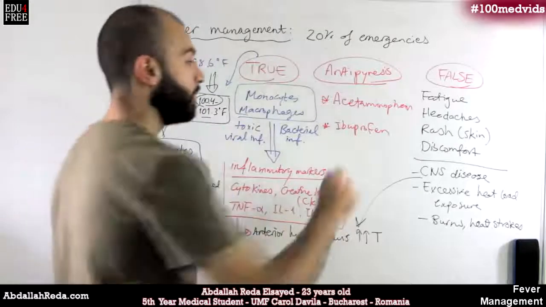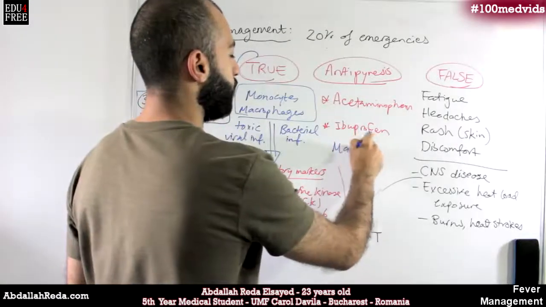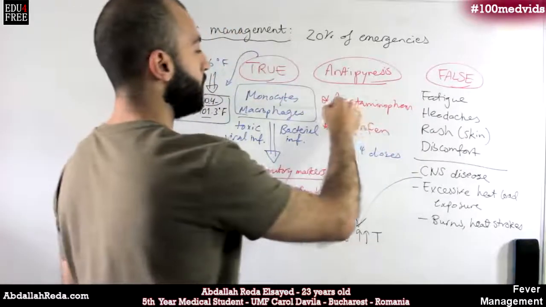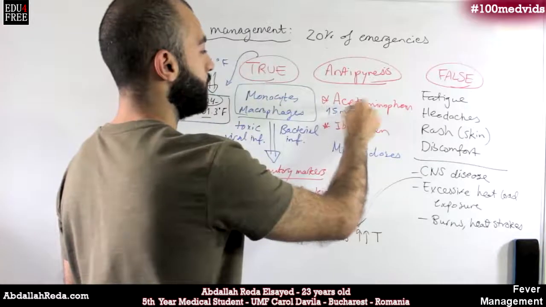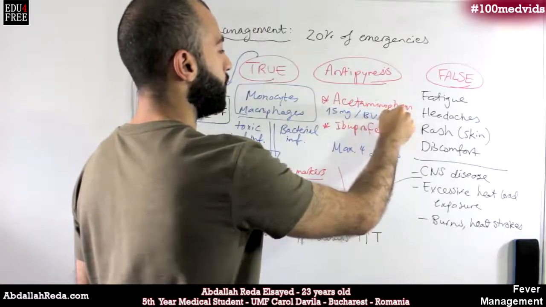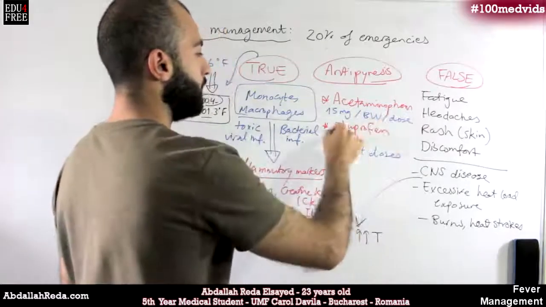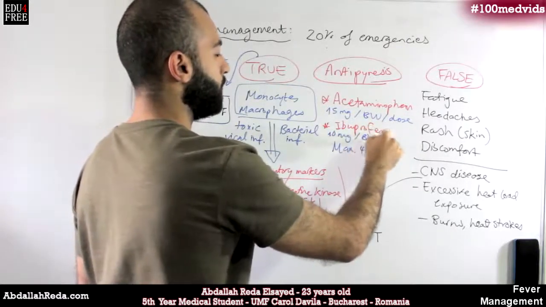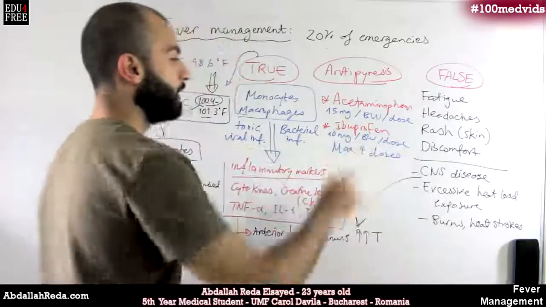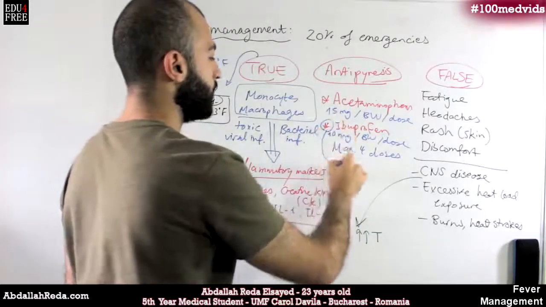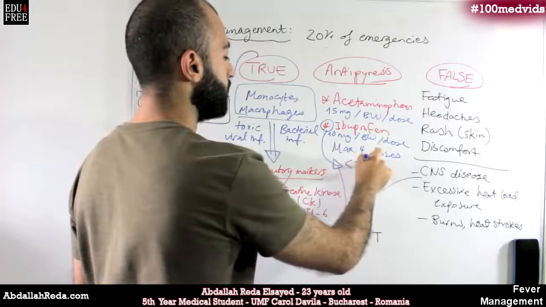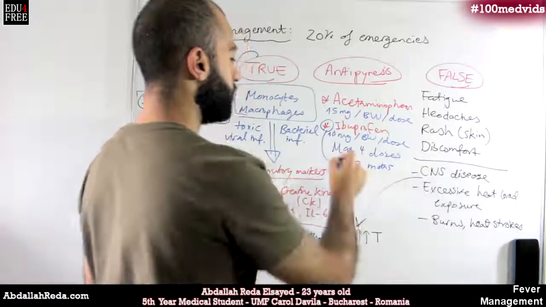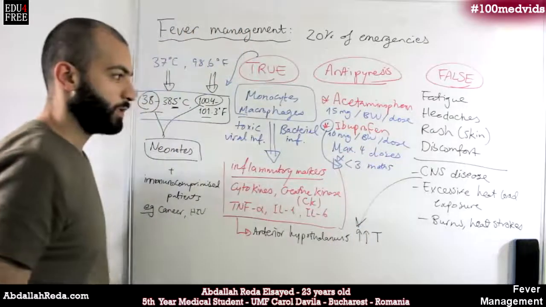Those can be administered with a maximum of 4 doses. For acetaminophen it would be 15 milligrams per kilogram of body weight per dose, and ibuprofen will be 10 milligrams per kilogram of body weight per dose. And ibuprofen should not be used in children of less than 3 months of age, so we don't use it in that case.